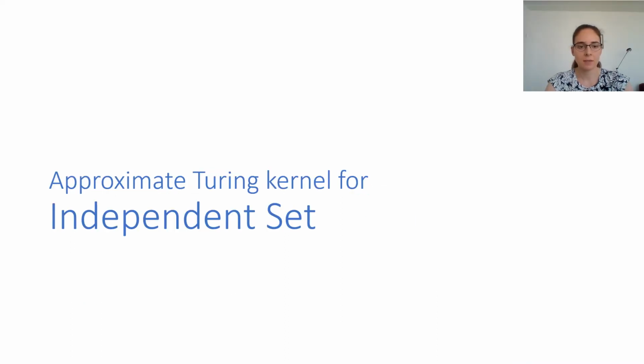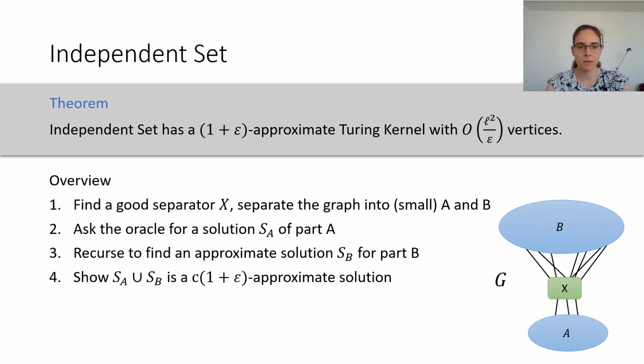Okay, so let's have a look at the approximate Turing kernel for the independent set problem. We show that the independent set problem, when parameterized by treewidth, has a 1 plus epsilon approximate Turing kernel that has order L squared over epsilon vertices. So the size of the kernel would be at most L to the L squared over epsilon squared.